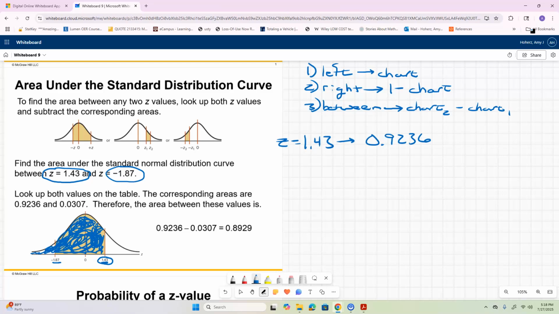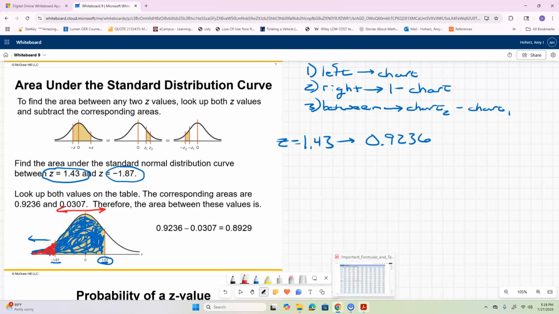But we don't want all that area. We want to cut off or take out the area that's from 1.87 down. So we want to take the area that we found with the 1.43 and take out the part that's down here. If I take the blue area and subtract the red area, then I'll have the original shaded area that I wanted, just between these two.